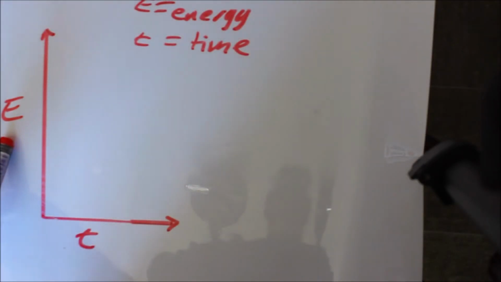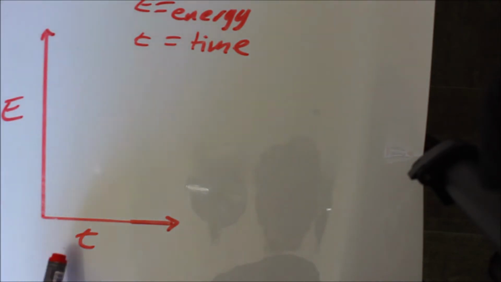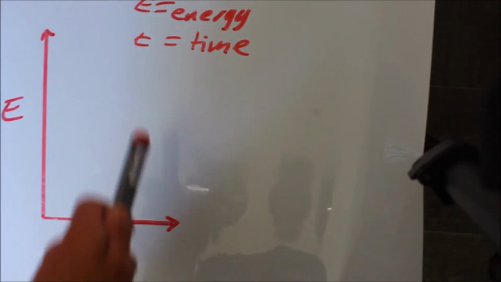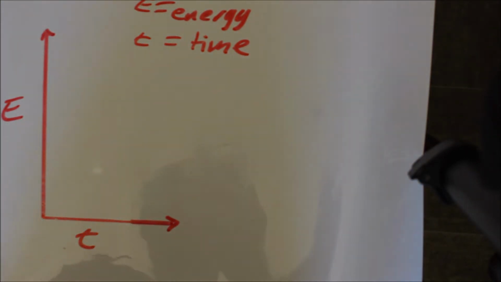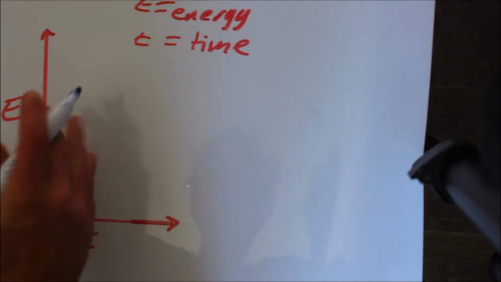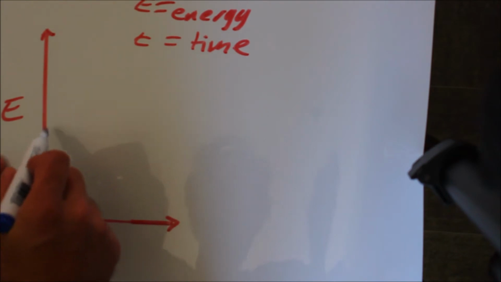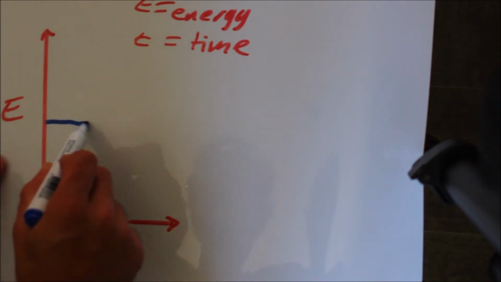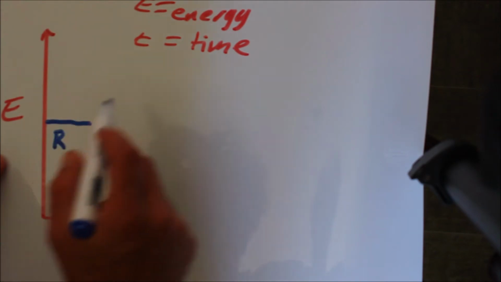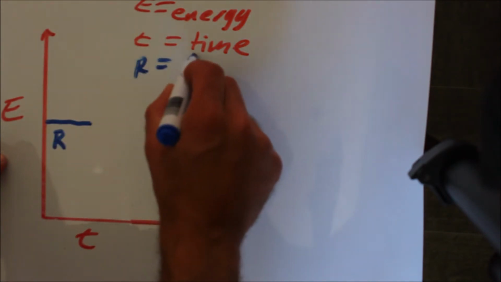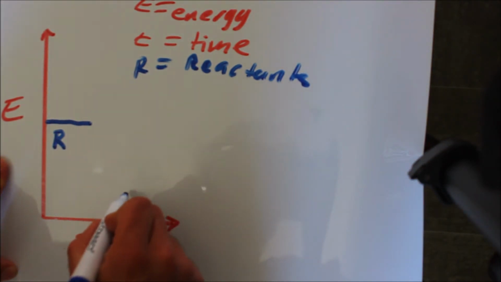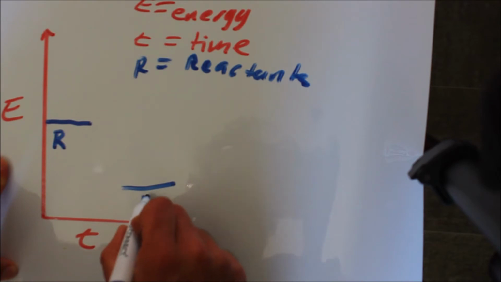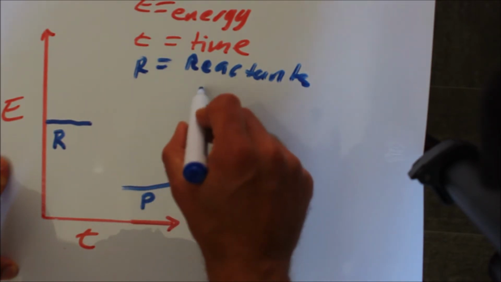Here is our basic axis. We've got E for energy on the y-axis, T for time on the x-axis at the bottom. E equals energy, T equals time. Now we're going to draw our reactants on first, towards the left hand side, and I'm going to label that R for reactants. Then down at the bottom, a little bit lower on the right hand side, I'm going to put my products. P for products.